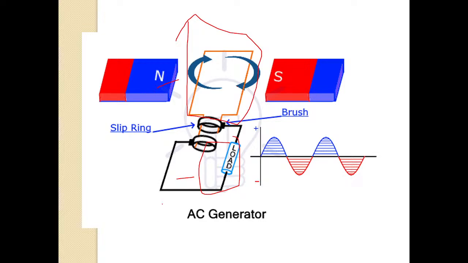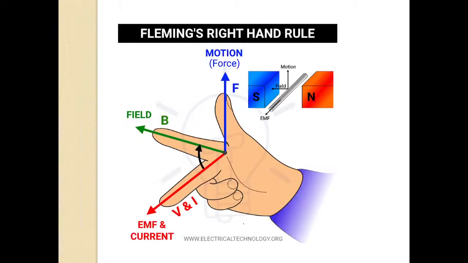The direction in which the EMF is induced can be determined by Fleming's right hand rule. In this rule, you stretch your thumb, forefinger, and middle finger. The thumb represents the direction of force, the forefinger represents the direction of the magnetic field, and the middle finger will represent the direction of the EMF induced.